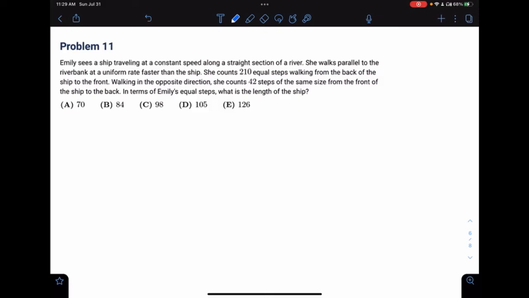Today I'm going to explain problems 11 through 15 from the AMC 10A 2021.